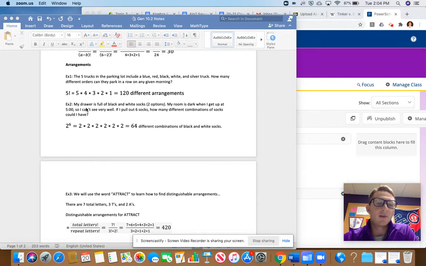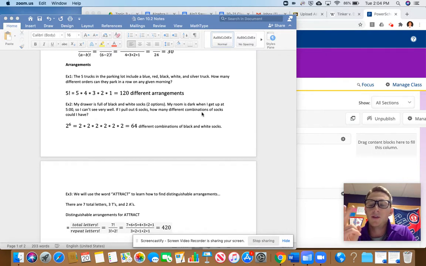Second example, we have a drawer of black and white socks. So there's 2 different options, either a black sock or a white sock. My room is dark. This is a classic problem. My room is dark when I get up early, so I can't see what sock I'm pulling out. If I pull out 6 socks, how many different combinations of socks could I have?